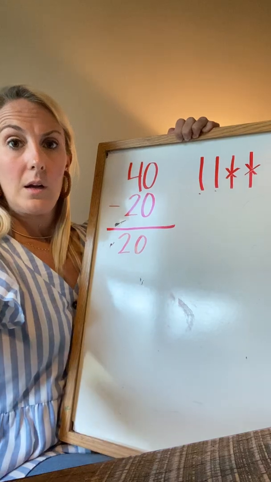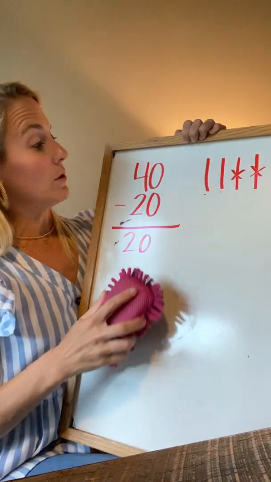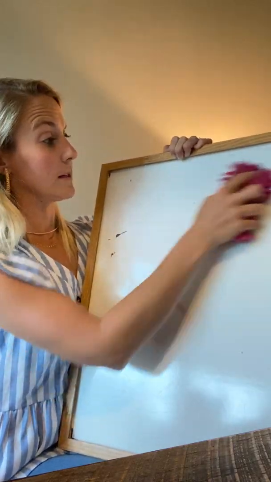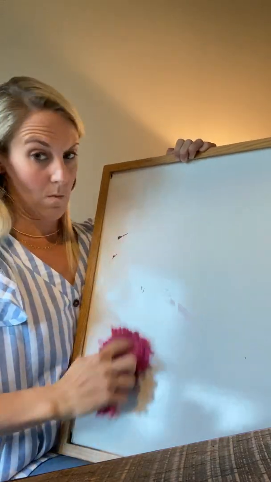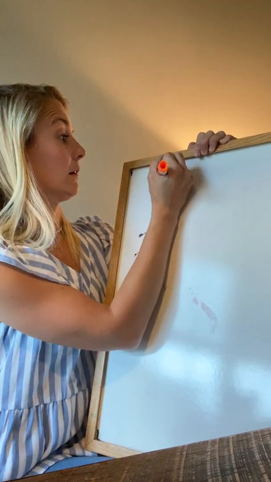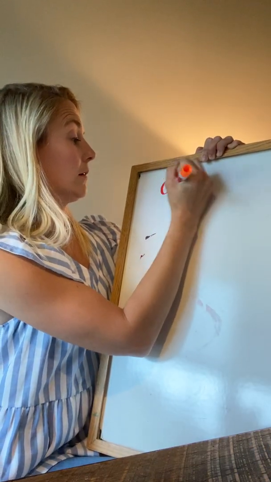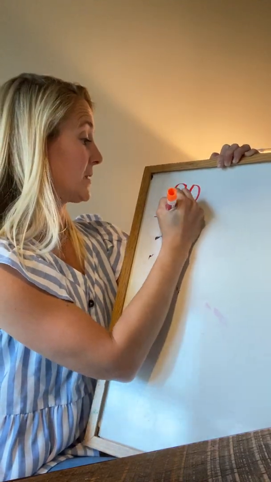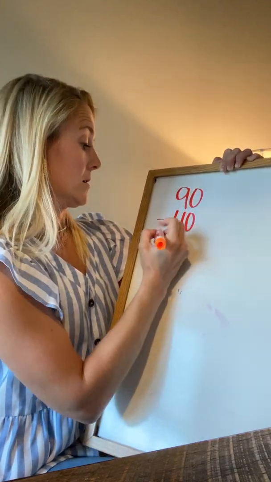Great job. All right, let's do one more, and we'll do a bigger number this time instead of 40. All right, this time I'm going to do 90 take away 40. Now that seems a little bit scary, but I know that you can do it. I'm going to show you how.